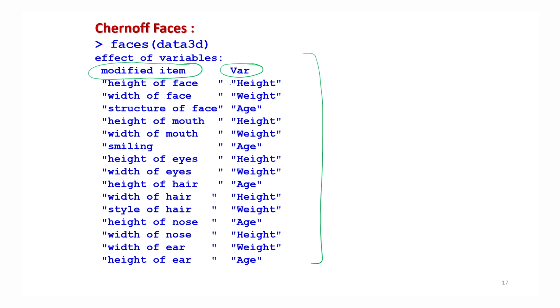For example, height is indicated by the height of face, weight is indicated by the width of face, and age is indicated by the structure of face. Because we have not used all 15 variables, the data is getting repeated. All these different facial expressions are reflected using the data stored in height, weight, and age. My objective was to illustrate how to do it, but I request you to take a data set which has 15 such variables and try to create this graph.